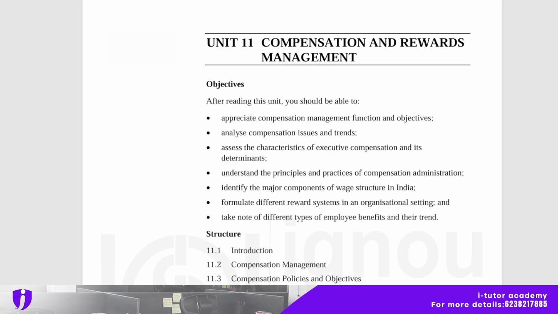In today's session, we will start with unit 11, that is compensation and rewards management. So first of all, we will see the objectives of this chapter.